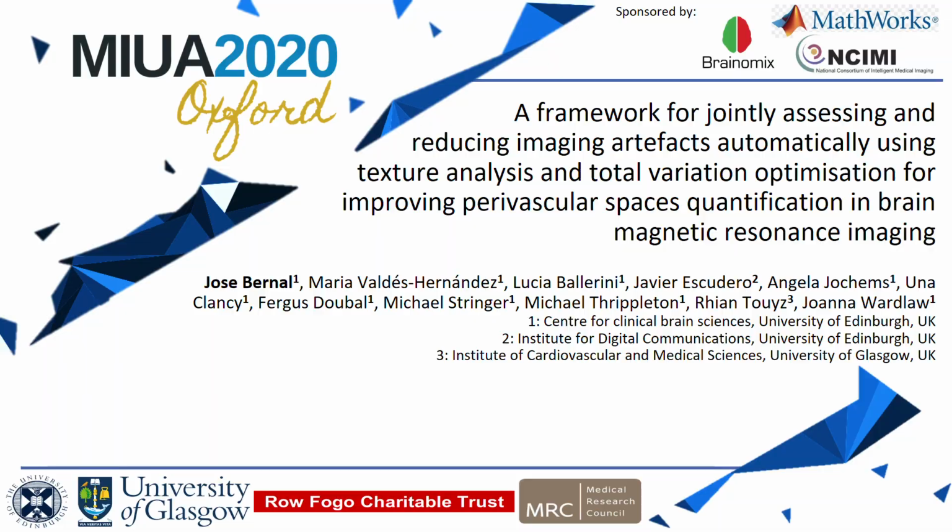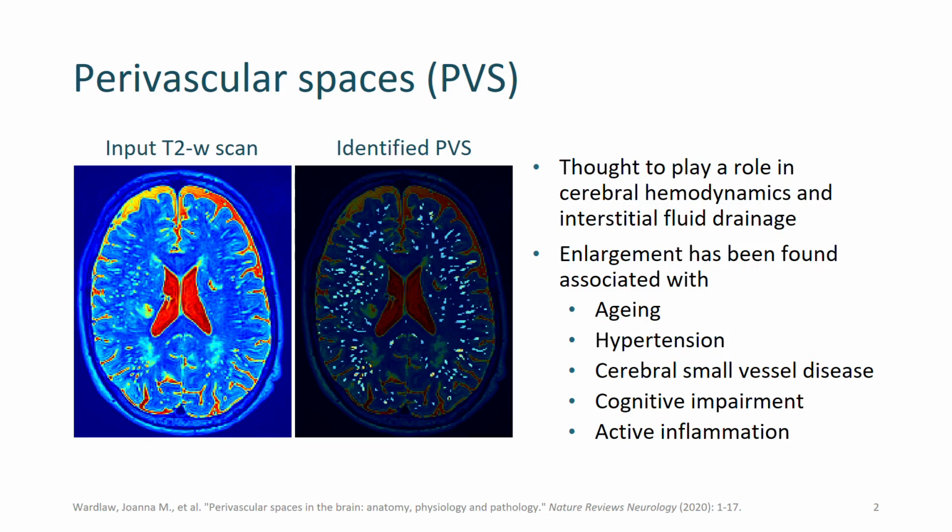So let's get started. Perivascular spaces are fluid-filled tubular spaces that follow the course of penetrating vessels, which are thought to play a role in cerebral hemodynamics and interstitial fluid drainage. In the image, we can see some of the perivascular spaces of the input scan. Although they may be normal at any age, their enlargement and abundance have been found associated with aging, hypertension, cerebral small vessel disease, cognitive impairment, and also active inflammation.